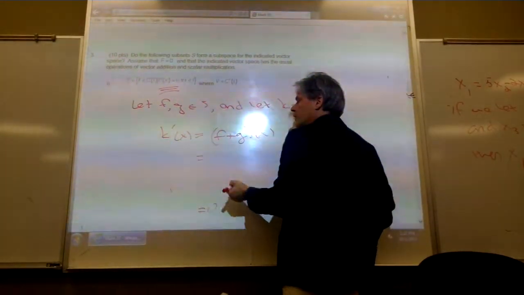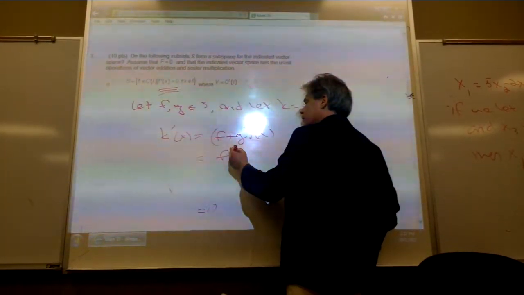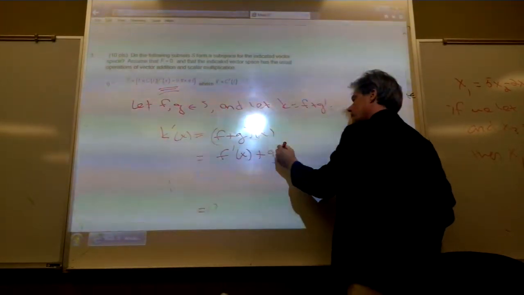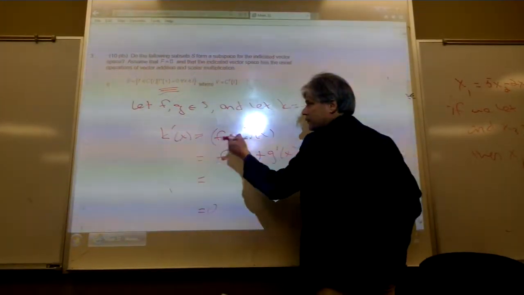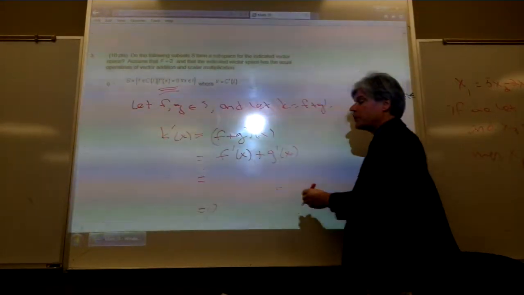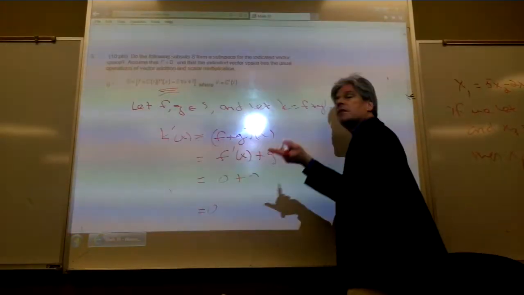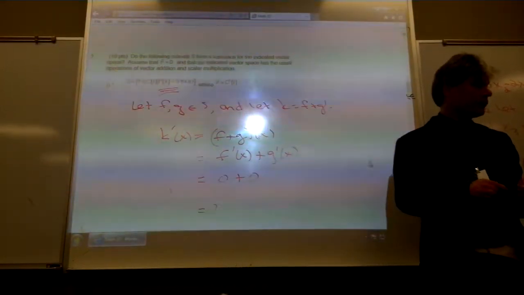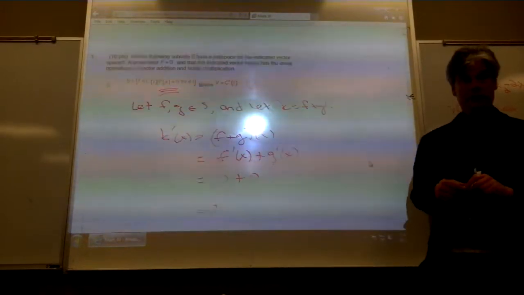But to differentiate, the derivative of the sum of two functions is the sum of their individual derivatives. But since both F and G claim membership to S, certainly the derivatives are both equal to 0. But 0 plus 0 is equal to 0. I've shown closure for addition. Scalar multiplication will be shown in a similar way.